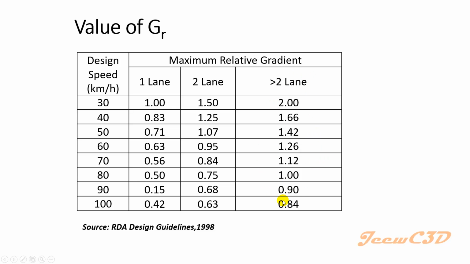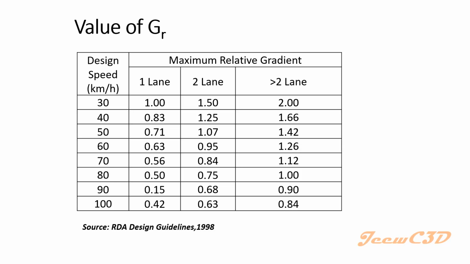Actually, if the road is a single way road or one way road, if the number of lanes is greater than two, you have to use this column. If the number of lanes is greater than or equal to two, you have to use this column. If it is a one-way road, it depends on the rotating lanes in the actual scenario. So that is how to get the GR value.